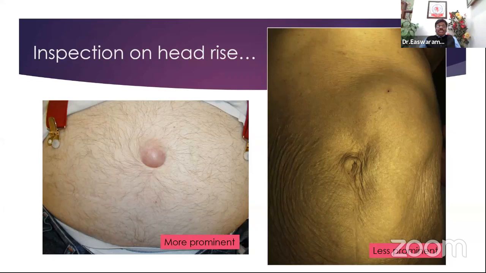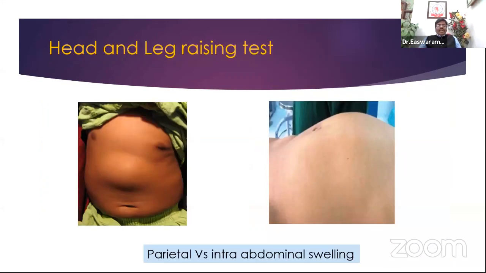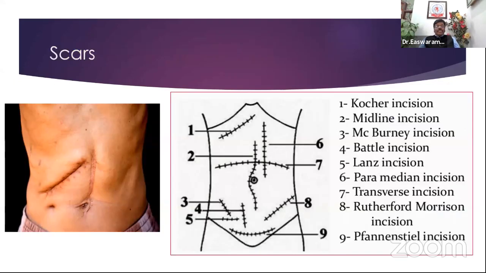If it is there, you just see. Again here, not only head, sometimes lower abdomen, leg raising might help you. So here, for example, an epigastric hernia becomes more prominent on leg raising test, whereas if it is a big pelvic mass, of course, it becomes less perceptible on head raising.